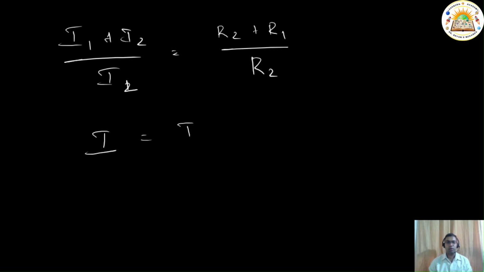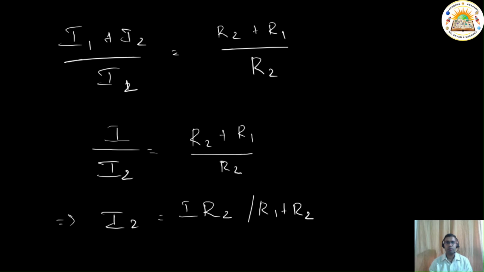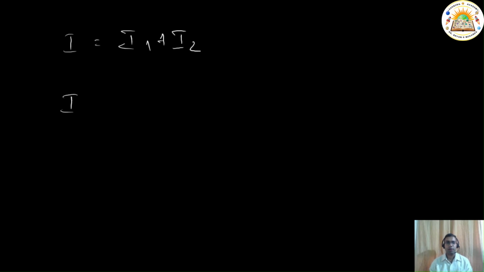So I by I2 is equal to R1 plus R2 by R1, or I can have I2 is nothing but I R1 divided by R1 plus R2. Now we know that I is equal to I1 plus I2. We have just calculated I2, so I can go ahead and find out what is I1. I1 will be I minus I2.